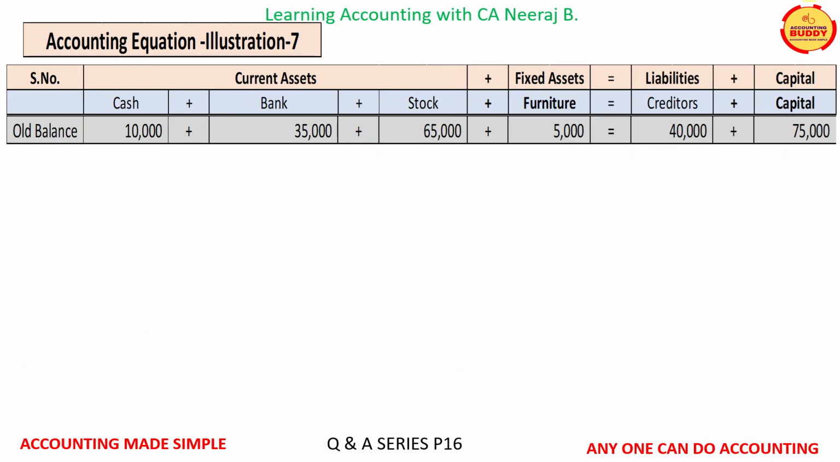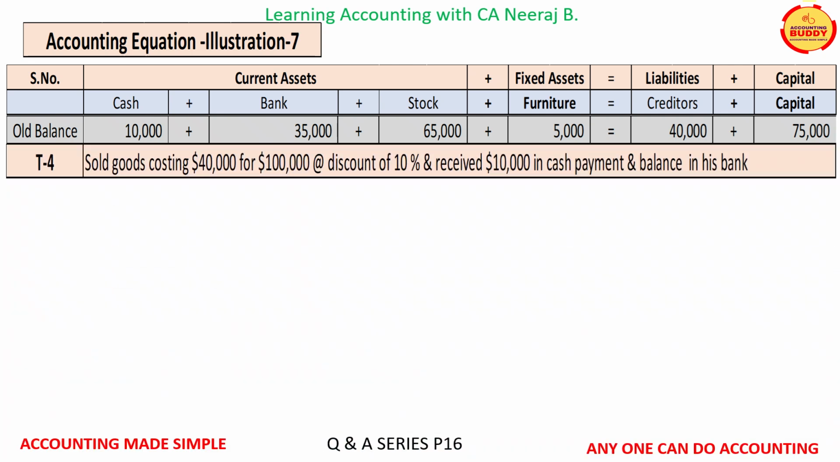The old balance of the accounting equation, brought forward, is displayed on your screens. Now the transaction T4 on your screens is: Tuli sold goods costing $40,000 for $100,000 at a discount of 10% and received $10,000 in cash and the balance in his bank account. Let us figure out the impact of the 10% discount.